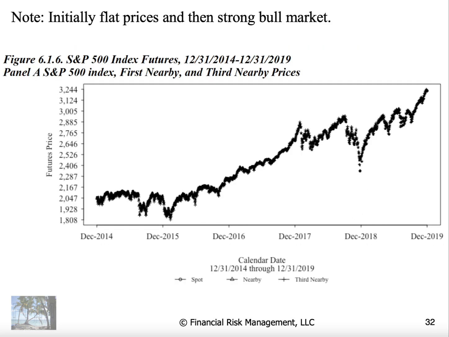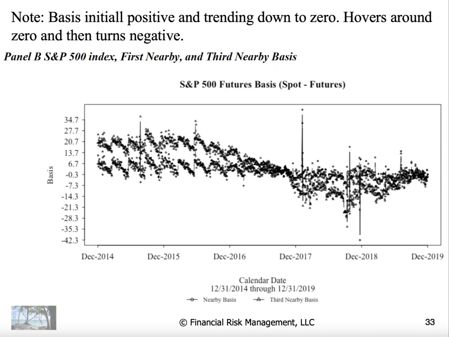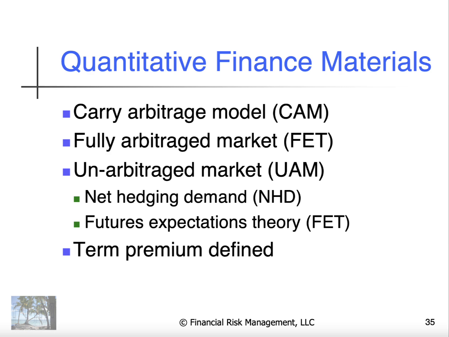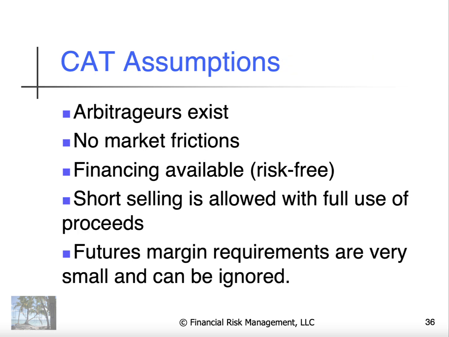And we could continue this analysis looking at a rising market with very low interest rates. Here we have interest rates beginning to rise, and we have the third marginal term premium rising, and thus this is clear evidence that the S&P 500 Index Futures market is a carry arbitrage market. So we're going to now dive into some of the quantitative material. Again, we'll cover it very briefly. And you're welcome to investigate the materials that are provided online for more details.